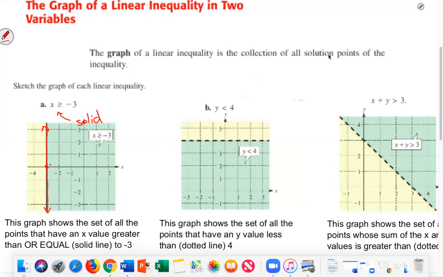Now here it says x is greater than -3. So I'm going to look at -3. Where are my numbers greater than -3? To the right or to the left? To the right. So I'm going to shade over there. And that's why that's blue. Here, this symbol means dotted.